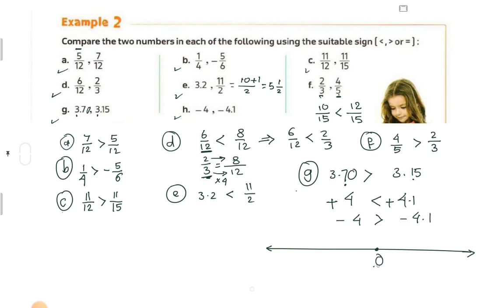Don't forget the number line. If we move this way, it's from the smallest to the greatest. But if we move this way, it's from the greatest to the smallest. So 4 and 4.1: 4 is smaller than 4.1, but -4.1 is smaller than -4.